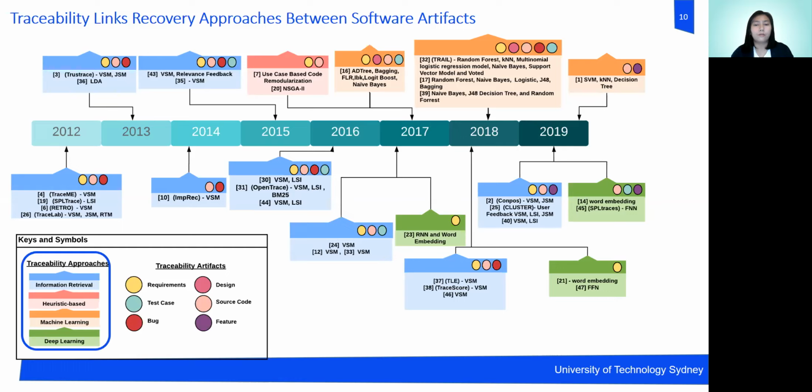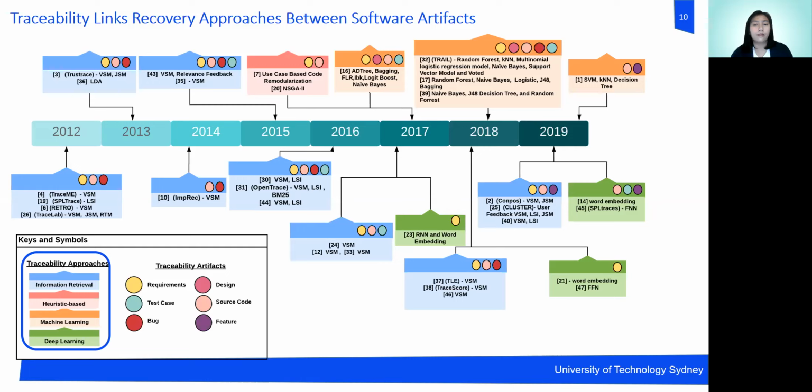In terms of traceability approach, we found 4 traceability approaches in these studies. The first one is the information retrieval based approach. Most of the IR studies recover the link between 2 artifacts based on a textual similarity score. The next one is a heuristic based approach, the third one is machine learning, and the last one is deep learning.